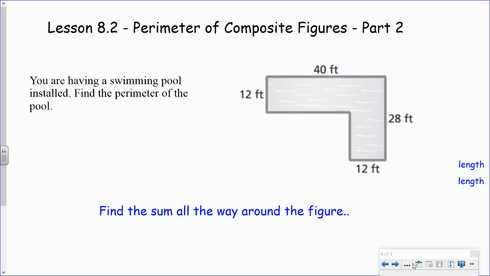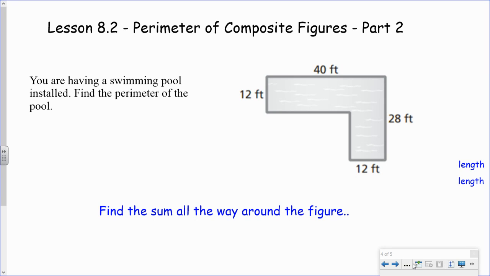Today we're going to cover part 2 of lesson 8.2, which is the perimeter of composite figures. We're going to do a couple sample problems and then we'll talk about our assignment. So the first sample problem I have is that you are having a swimming pool installed and we're going to find the perimeter of the pool.